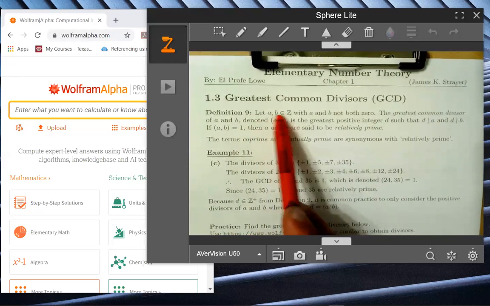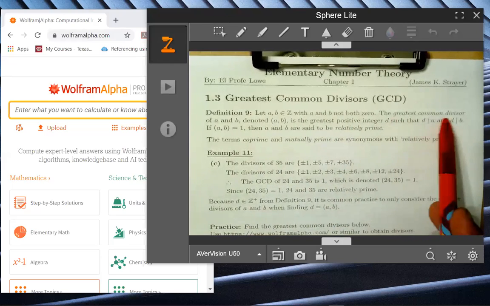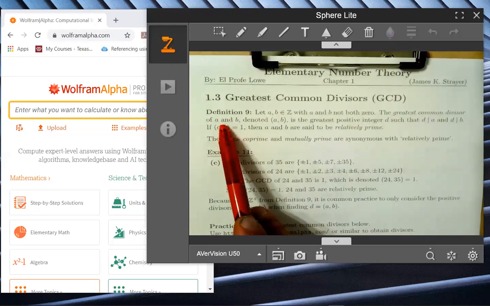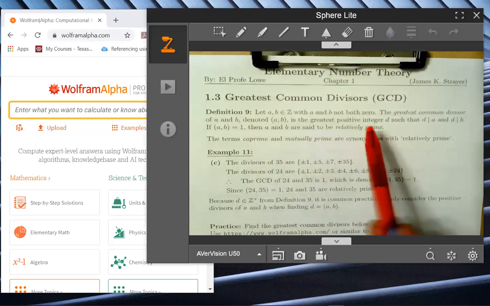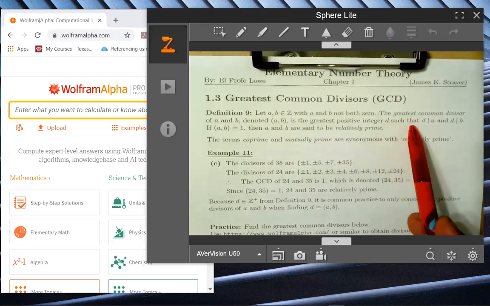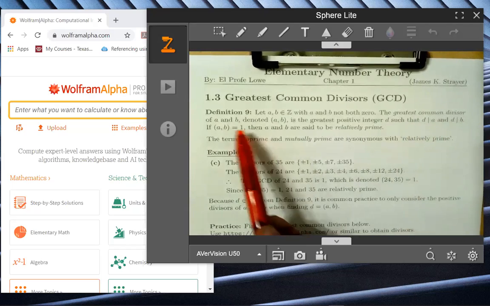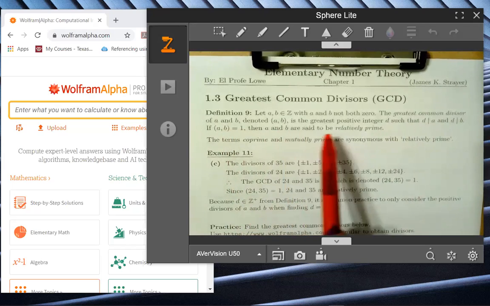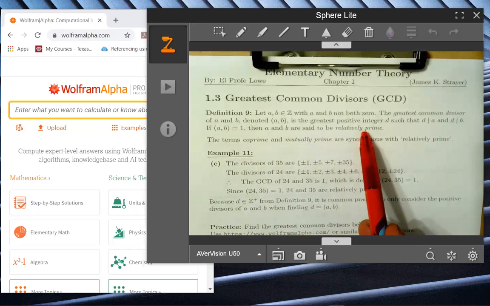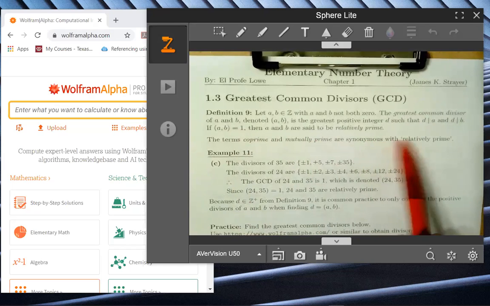It says if A and B are integers, where A and B are not both 0, then the greatest common divisor of A and B, denoted by these parentheses, A comma B, is the greatest positive integer D such that D divides A and D divides B. If that greatest common divisor is equal to 1, then A and B are said to be relatively prime. The terms coprime and mutually prime are synonymous with relatively prime.